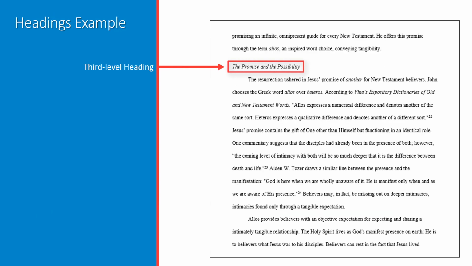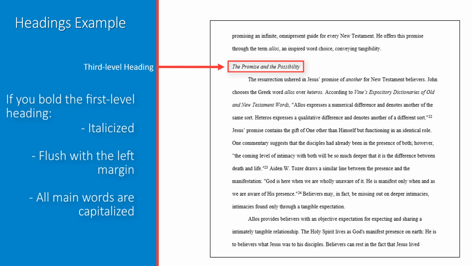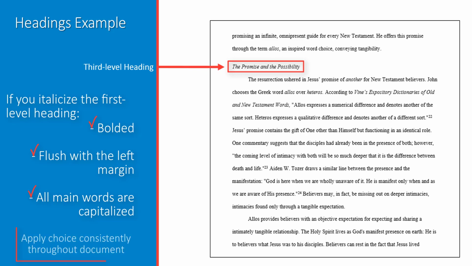Here is what a third level subheading looks like. If you choose to bold the first level heading, the third level heading will be italicized, flush left with the margin, and all main words in the title are capitalized. But if you choose to italicize the first level heading, the third level subheading will be bold, flush left with the margin, and all main words in the title are capitalized. Remember, the main point here is to apply your choice consistently throughout your document.